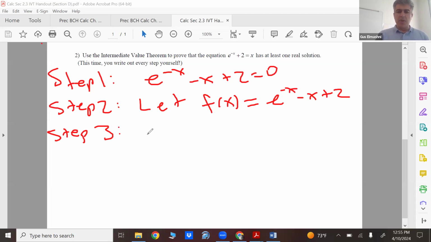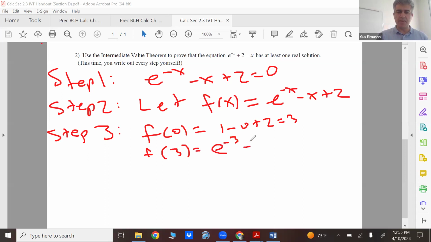Then you're gonna think of two numbers. Let me do f of 0. That's usually kind of an easy one to work with. That's going to be 1 minus 0 plus 2, so that's 3, right? And let's do like f of 3. E to negative 3. And I will need a graphing calculator. And you kind of have some freedom, right? Whatever you want to do, just make sure you have one negative, one positive, right?